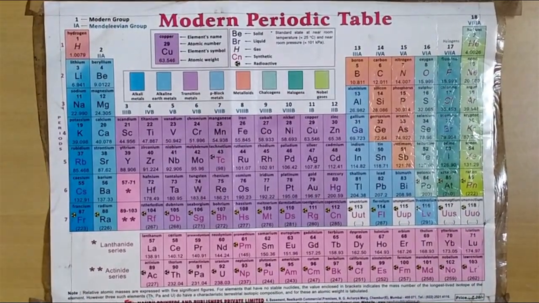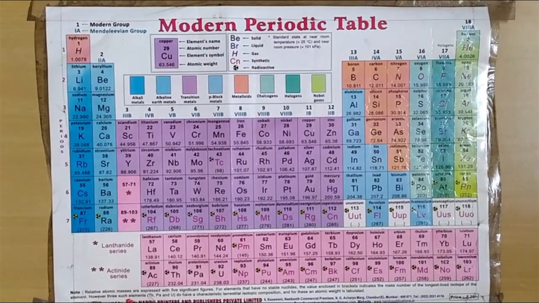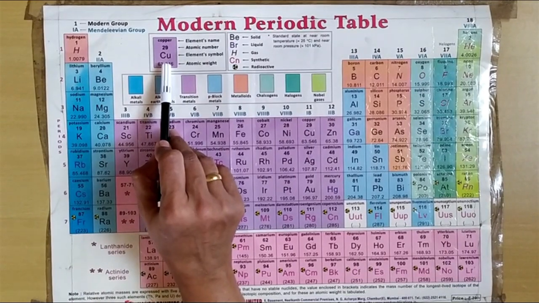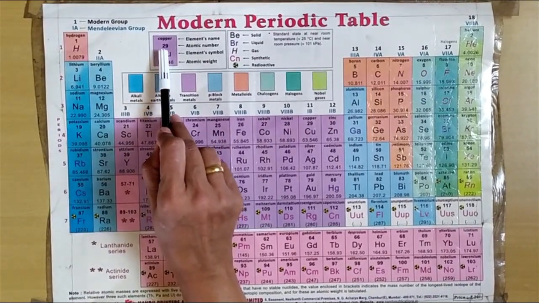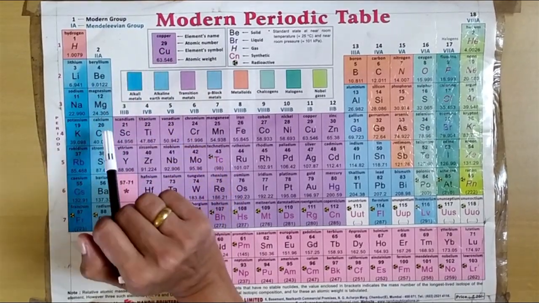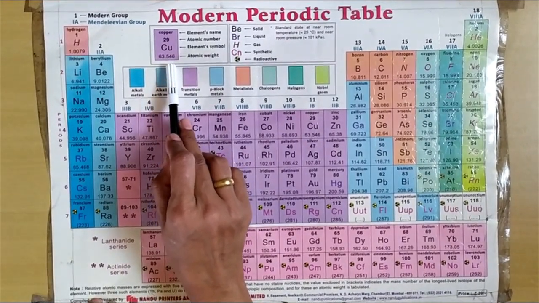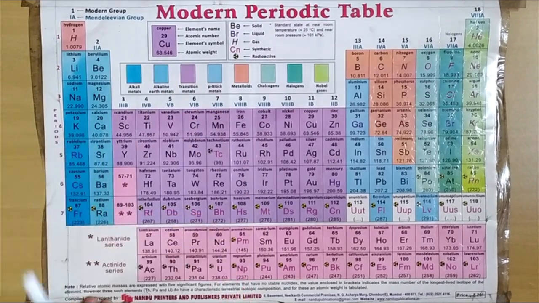Okay. Now how is an element identified? For example, let us consider copper, where the symbol is Cu. Above it the atomic number is written. 29 is the atomic number of copper, and below the symbol 63.546, this is the atomic weight or atomic mass of the element.